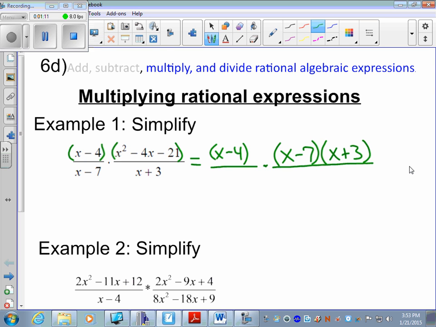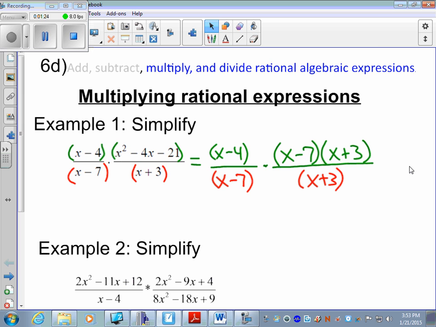Then go to the denominators. x minus 7, that's already factored and can't be factored any further. x plus 3 can't be factored any further. So after everything is factored, with multiplication we look at what numerator and denominator are similar that we can get rid of. We have x minus 7 divided by x minus 7. That is 1. We have x plus 3 divided by x plus 3. That is also 1.